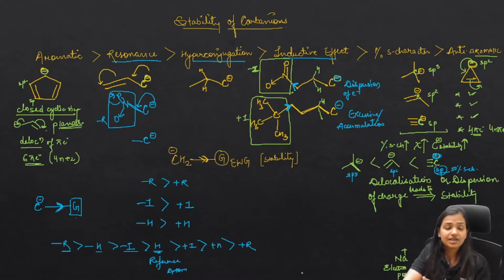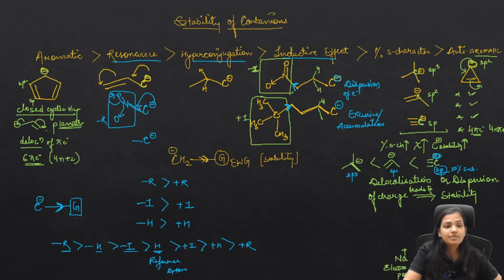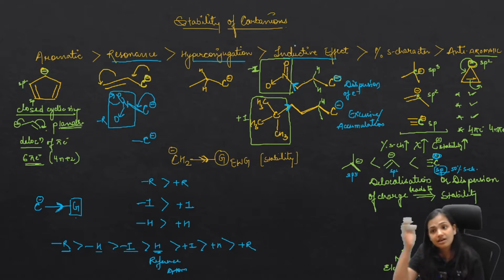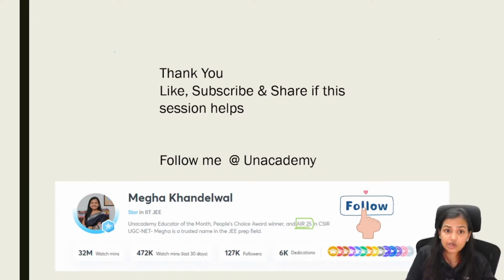Now for the stability of carbanions, I told you to please learn that particular order. The aromatic are most stable, anti-aromatic are least stable, and in between them there is resonance, hyperconjugation, inductive effect, that is RHI. Then comes the percentage of s character. Again, what will be the order? Aromatic are going to be the most stable, and anti-aromatic are going to be the least stable.